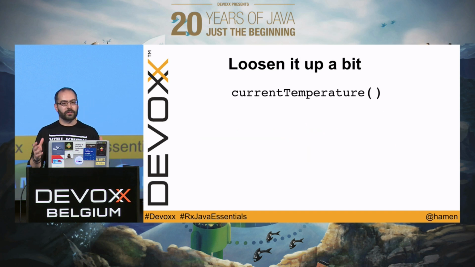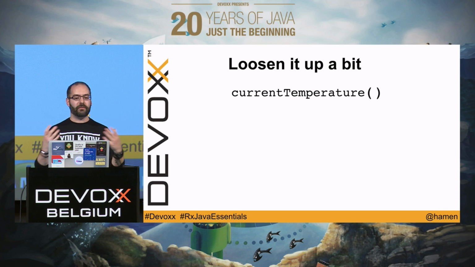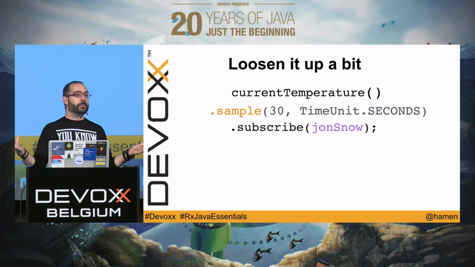Okay, we have the sensor, and we have an item every second, but the temperature is not changing so quickly. So we have to slow down. We want to slow down the rate. We use sample. Sample takes an amount and a time unit. Jon Snow is always there.